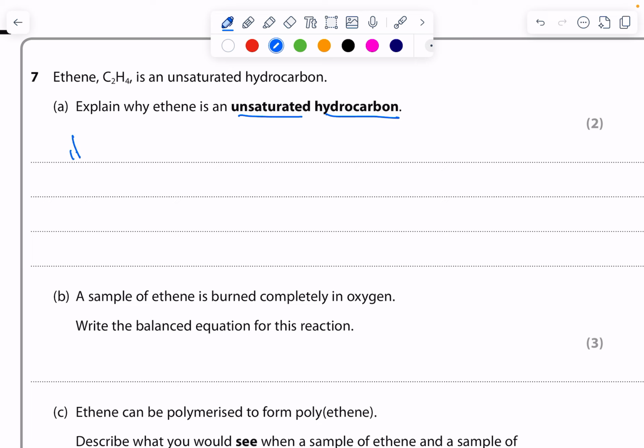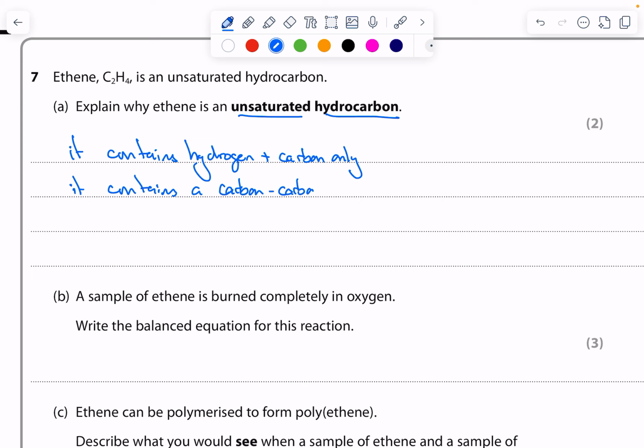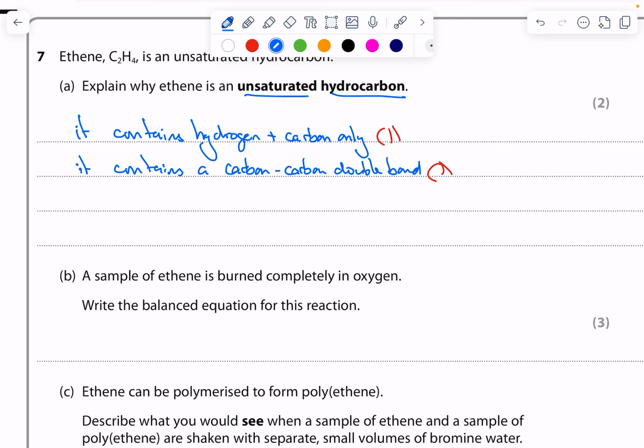So the hydrocarbon means that it contains hydrogen and carbon only. And the unsaturated means that it contains a carbon-carbon double bond. And you're going to get 1 mark for each of those to give you 2 in total.